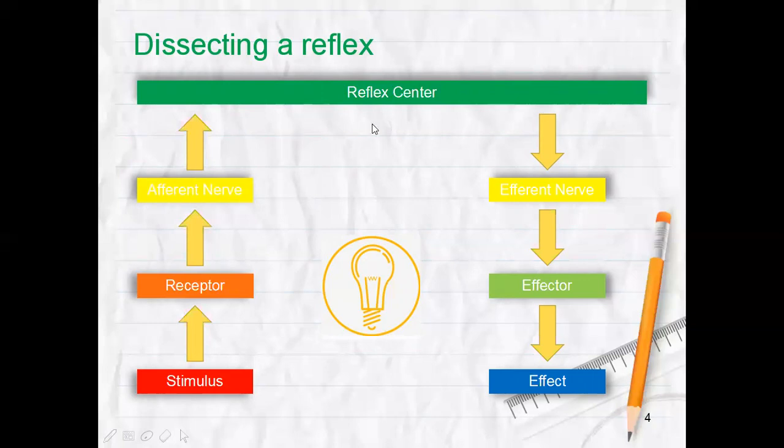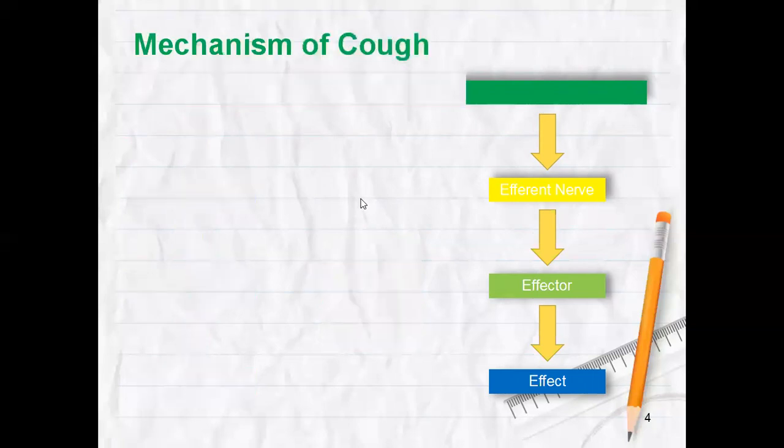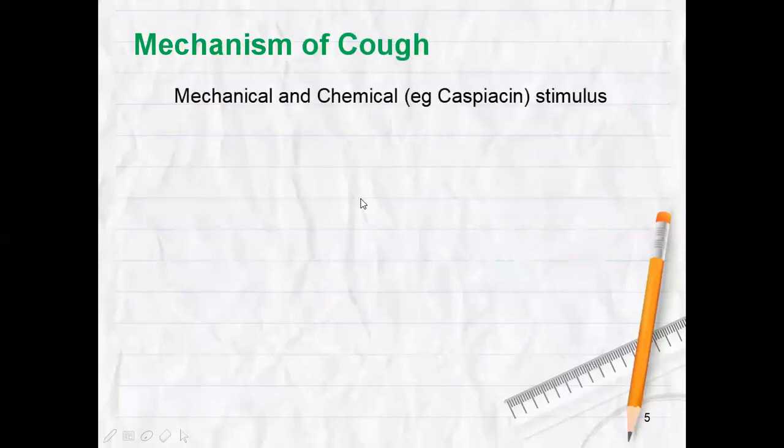So we will be understanding cough on the basis of these components, because as I have said, cough is an essential reflex of the body. So what is the mechanism of cough? Moving on, we need a stimulus, and the stimulus for cough can be either mechanical or chemical.